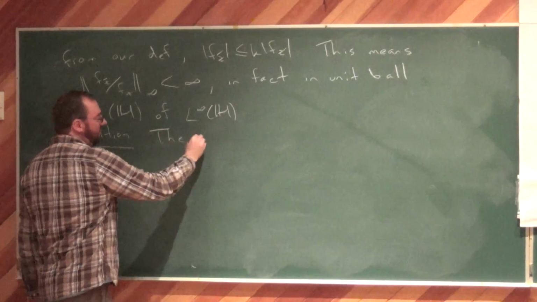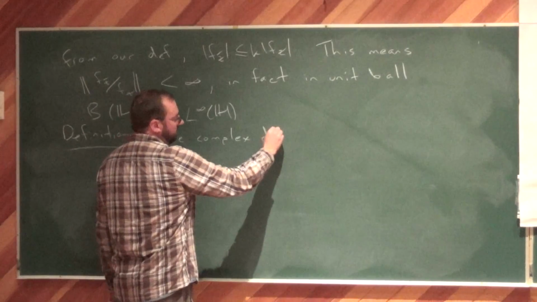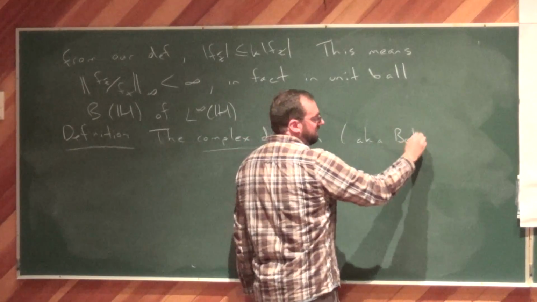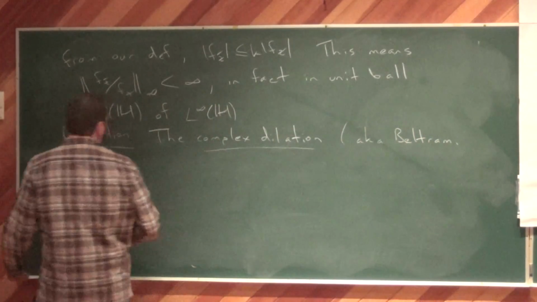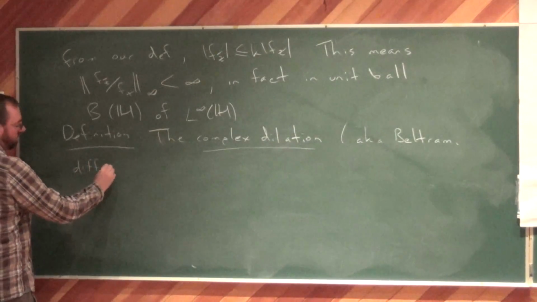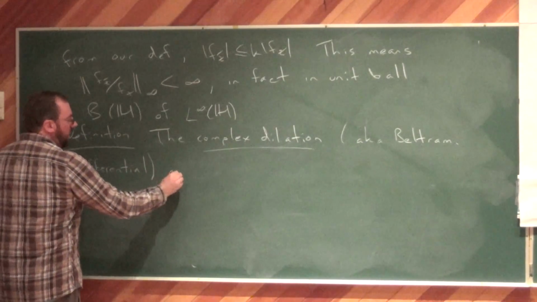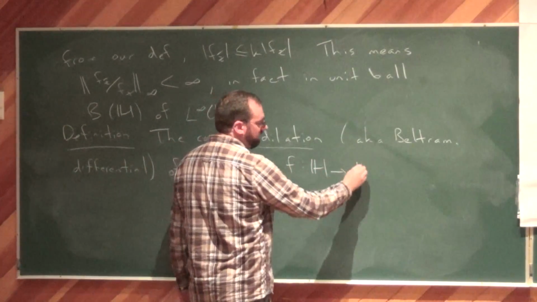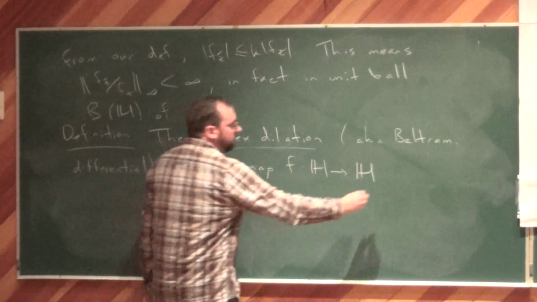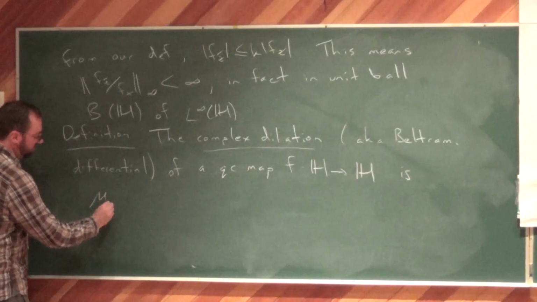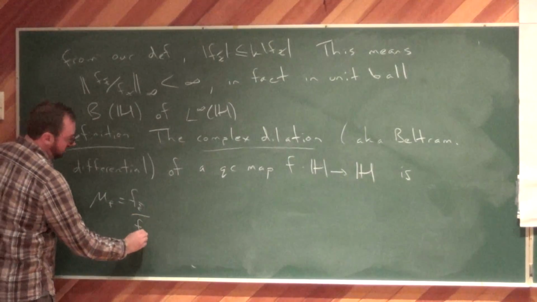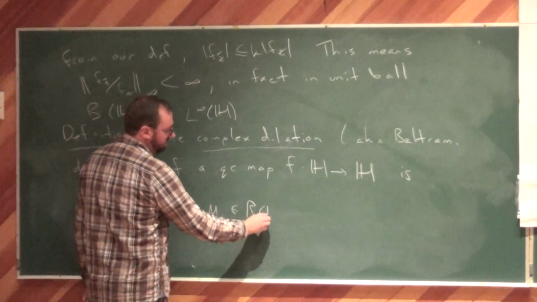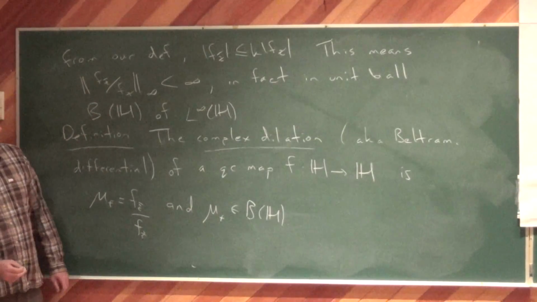So the complex dilatation, which I might also call Beltrami coefficient or Beltrami differential, of a QC map f, let's just restrict it from the upper half plane to the upper half plane for the moment. Well, that is mu sub f, which is f sub z bar divided by f sub z, and mu of f lives in B of H, by what we observed up here.